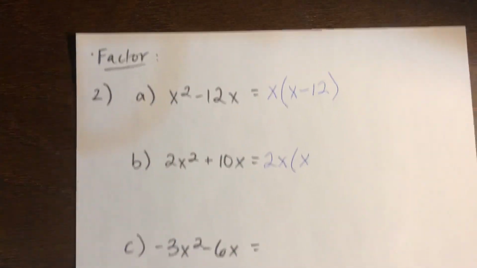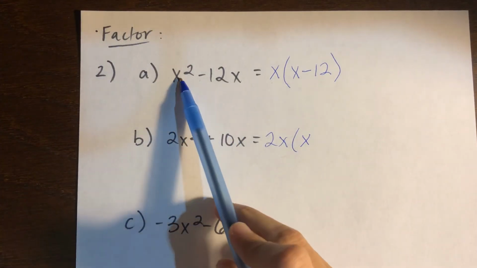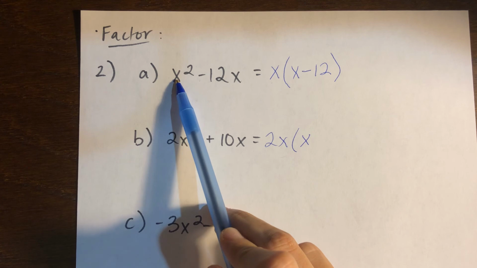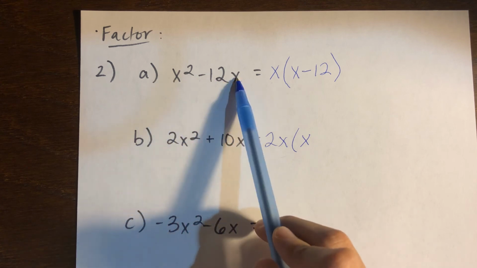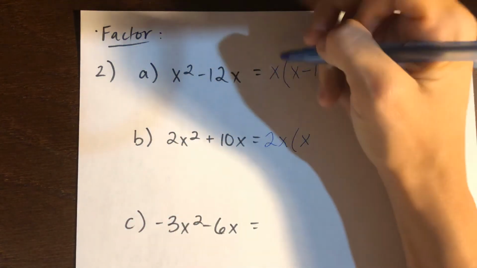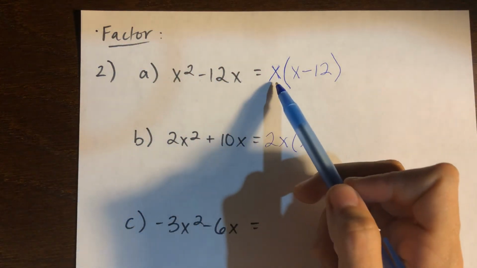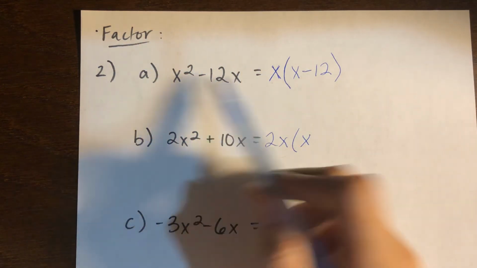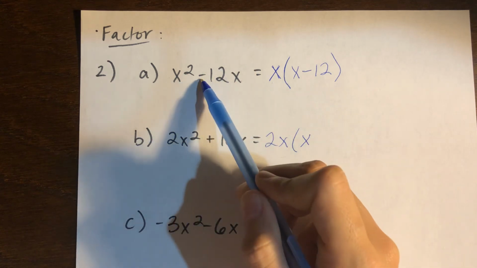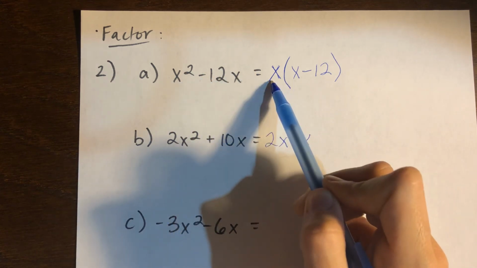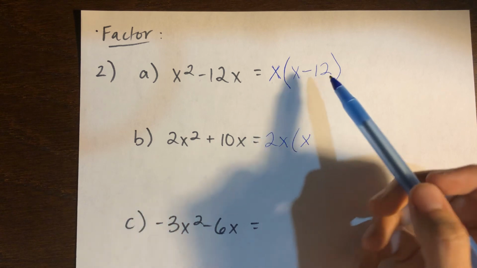When we're factoring, we're looking at the two terms and seeing what they both have in common. X squared minus 12x, they both have an x in common, so I put the x here, I pull it out. X squared essentially divided by an x, we take one out, so now we just have x. And then we have negative 12x, we take the x out, and we're just left with negative 12.